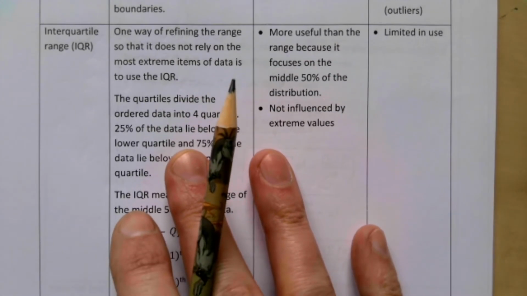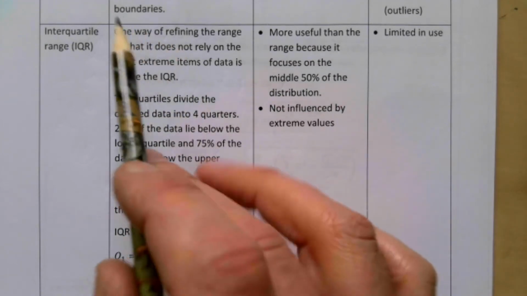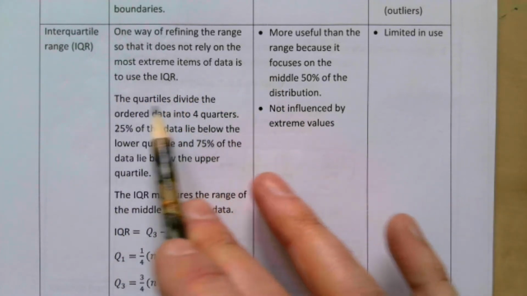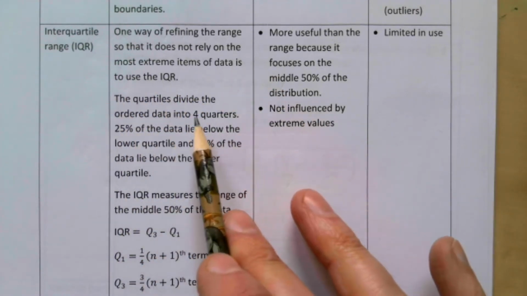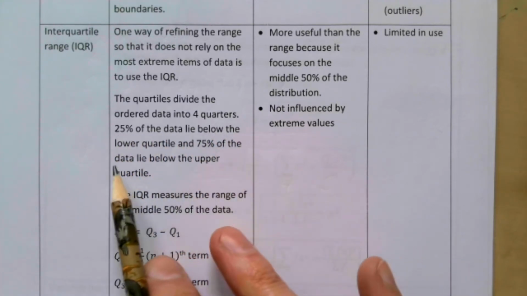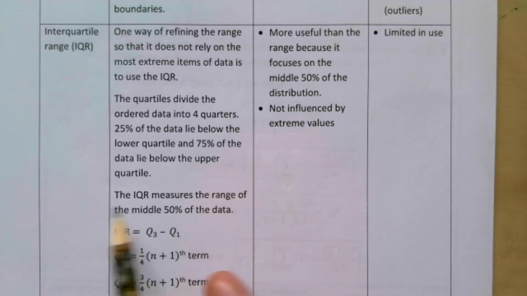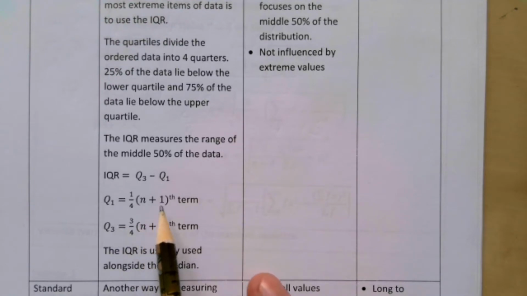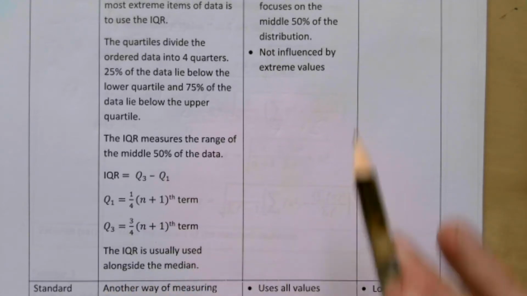A slightly better version is the interquartile range, and you need to know what that is. One way of refining the range so it does not rely on the most extreme values is the IQR. The quartiles divide the ordered data into 4 quarters. 25% of the data lie below the lower quartile, 75% lie below the upper quartile. The IQR measures the range of the middle 50% of the data. So it's Q3 take away Q1. Q1 is a quarter of the n plus 1th term, and Q3 is 3/4 of the n plus 1th term. The IQR is usually used alongside the median.